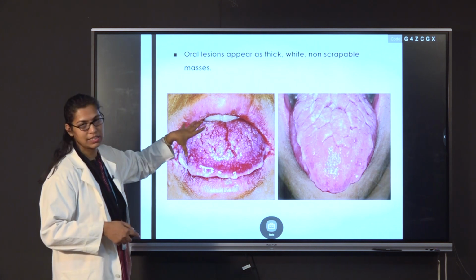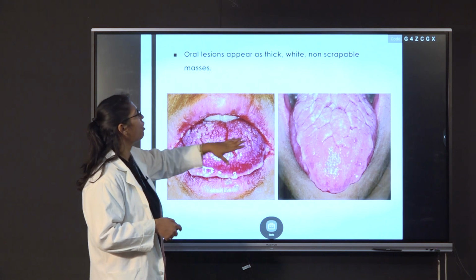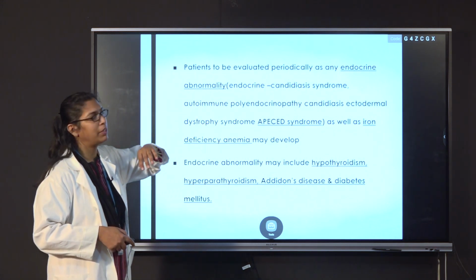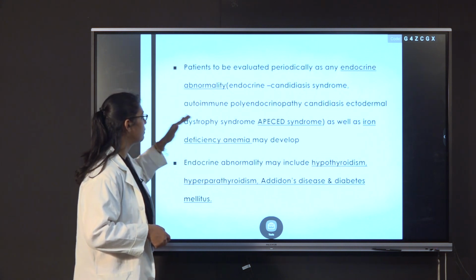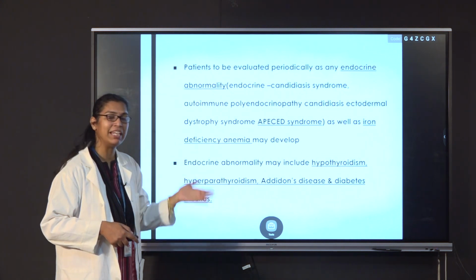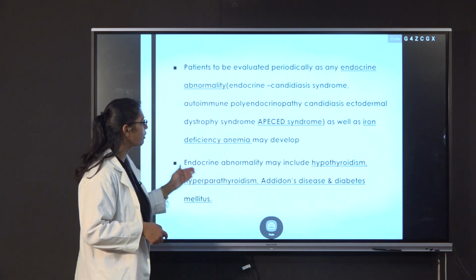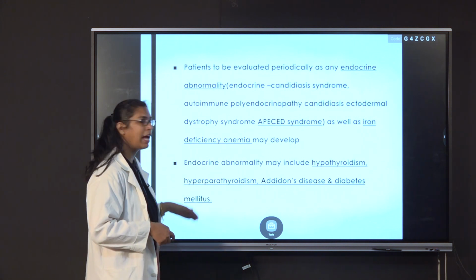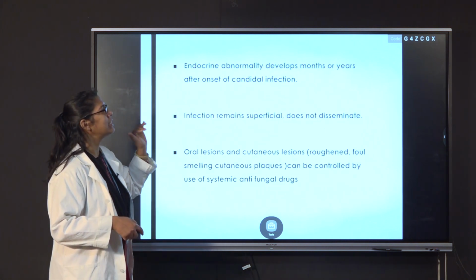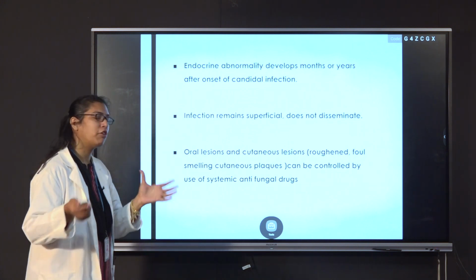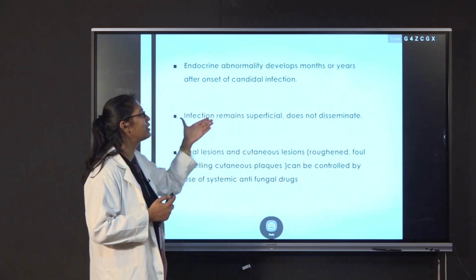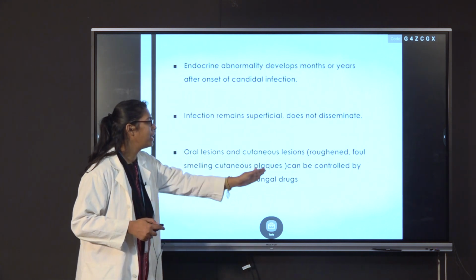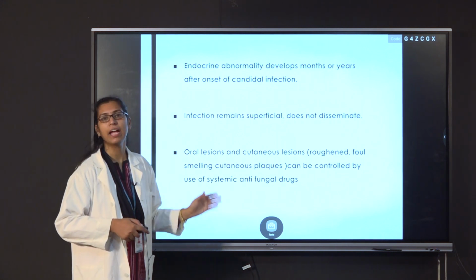The oral lesions appear as thick, white, non-scrapable masses, and these patients should be evaluated periodically for endocrine abnormalities as well as iron deficiencies, because these develop easily in these patients. Endocrine abnormalities may include hypothyroidism, hyperparathyroidism, Addison's disease, and diabetes mellitus. These endocrine abnormalities develop between months to a year after the onset of candidal infections, and the infections remain superficial and do not disseminate to other parts of the body. Oral and cutaneous lesions can be controlled by use of systemic antifungal drugs.